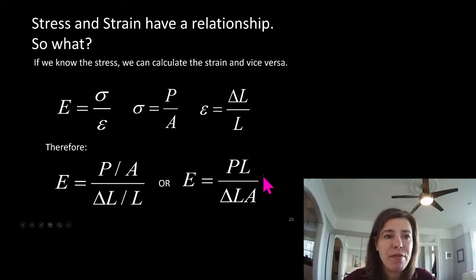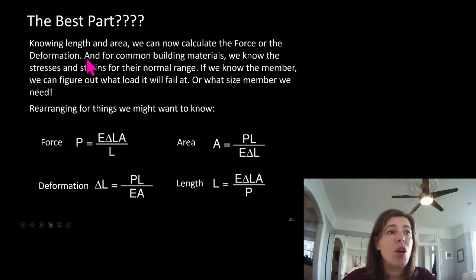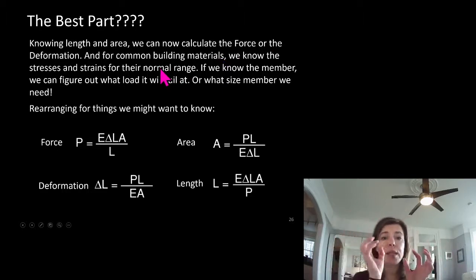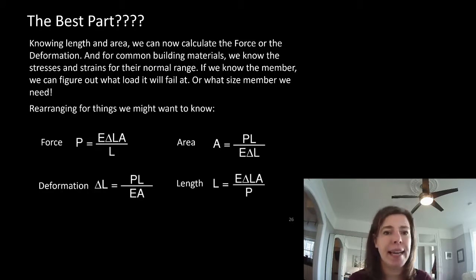This starts to be very, very helpful for us. If we know the force that's on it and the length that's on it, and we know what the material modulus is, and we know what area we're talking about, we could figure out how much it deforms. Or we could rearrange this in other ways. So, knowing length and area, we could calculate the force or the deformation. For common building materials, we know the stress and strain from normal ranges because we take those little pieces and we test them again and again and again and again and get a good idea of how that material behaves.